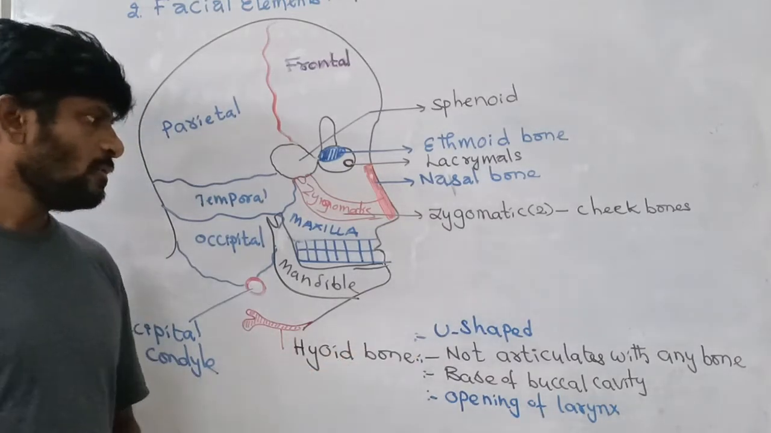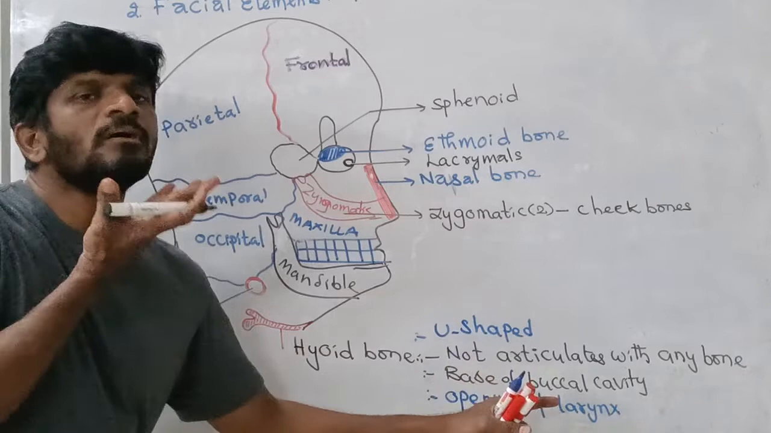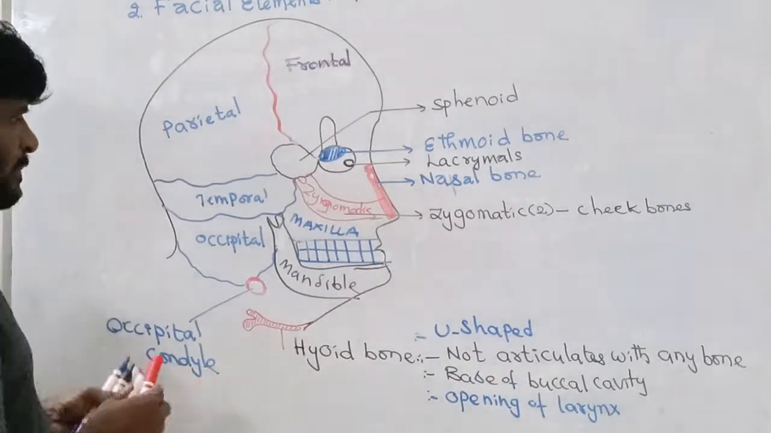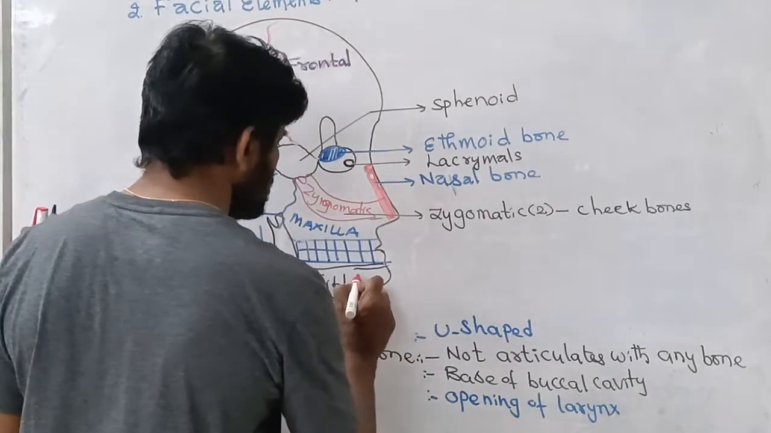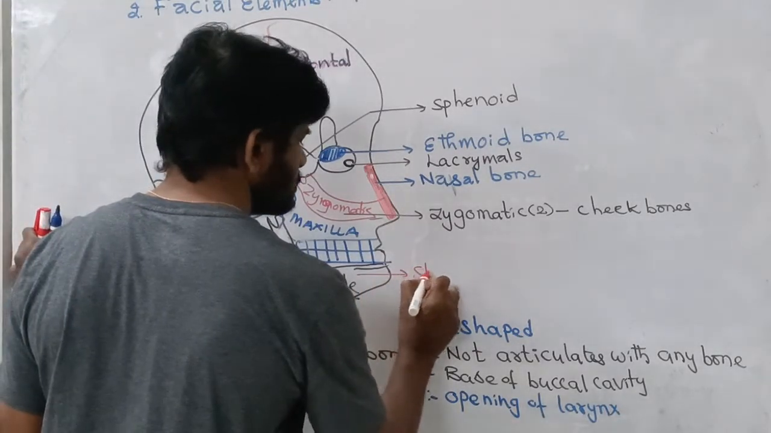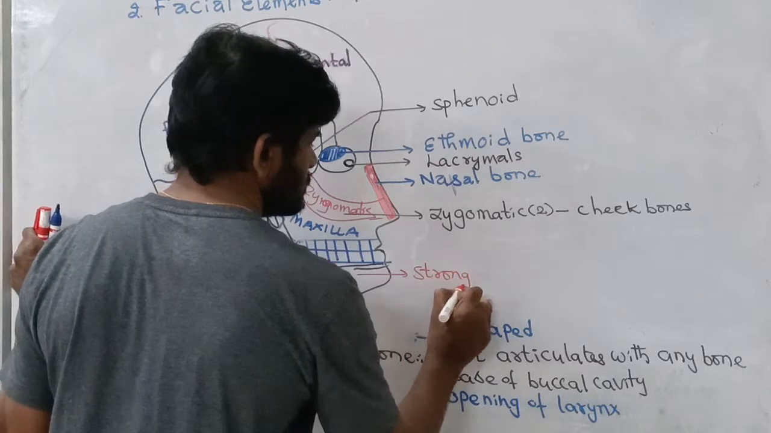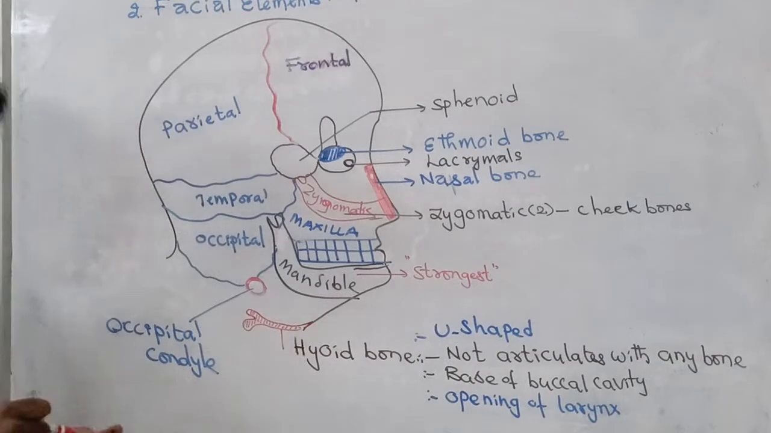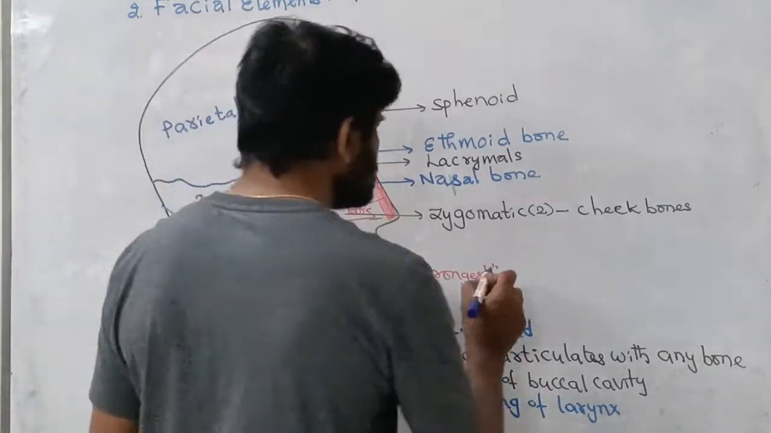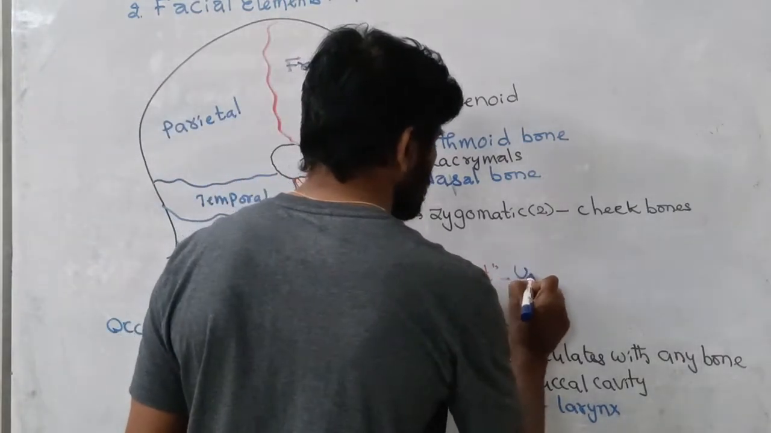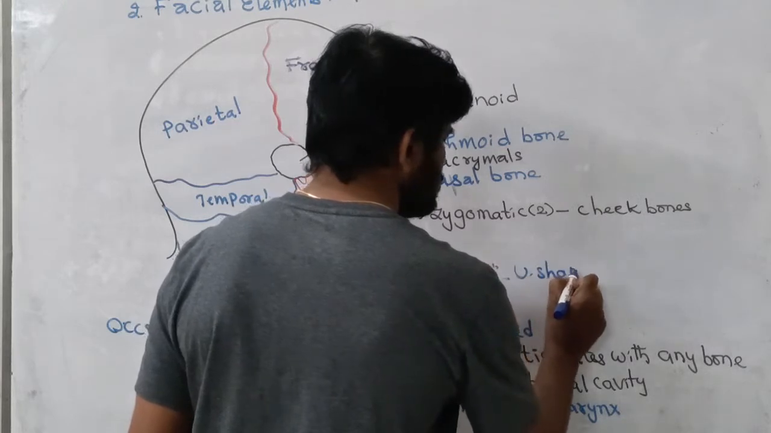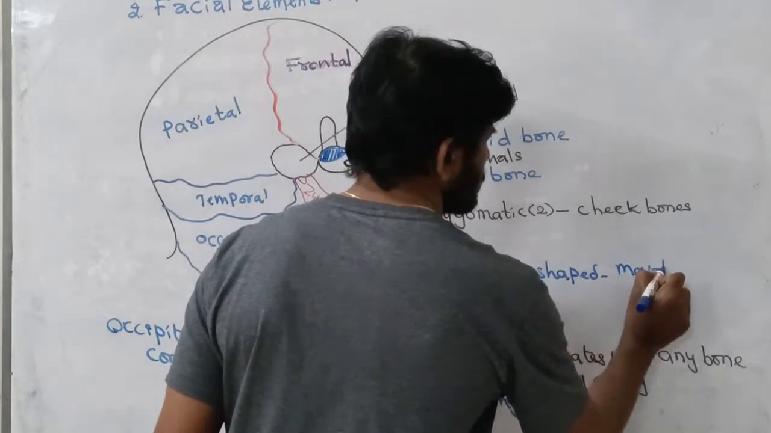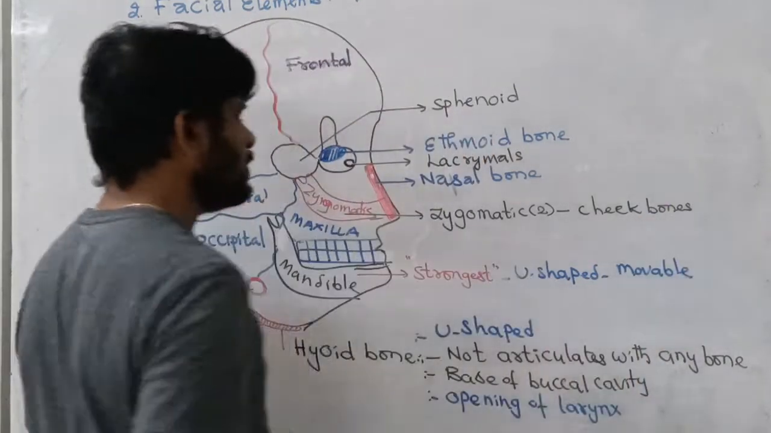It is a U-shaped bone. It is present at the base of the buccal cavity. It helps keep the larynx open. Mandible is very important, it is the strongest bone in the facial elements. Mandible is also U-shaped like the hyoid, but the mandible is a movable bone.